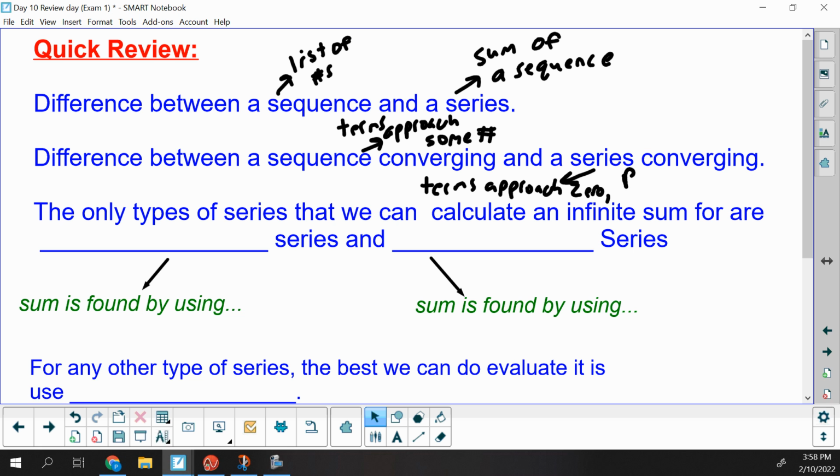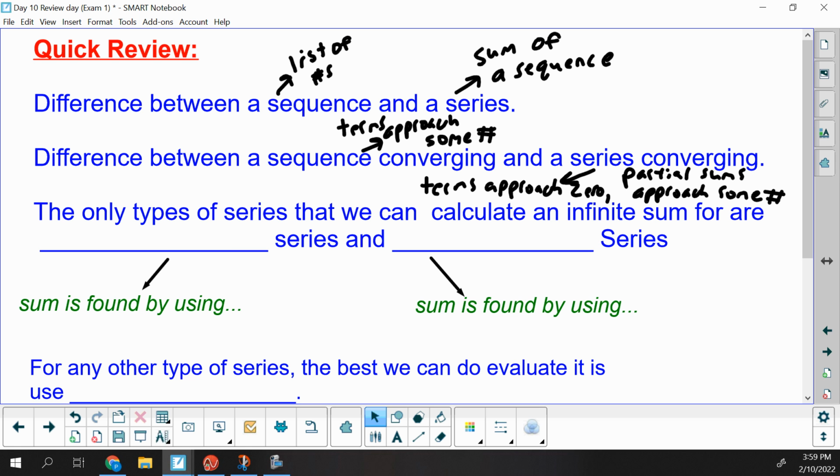And the partial sums approach some number. So the individual terms need to go to 0 if the series is going to converge, and the series will approach some value. But if a sequence is going to converge, we're just saying the terms are getting closer and closer to some number. Doesn't have to be 0, just getting closer and closer to some number.